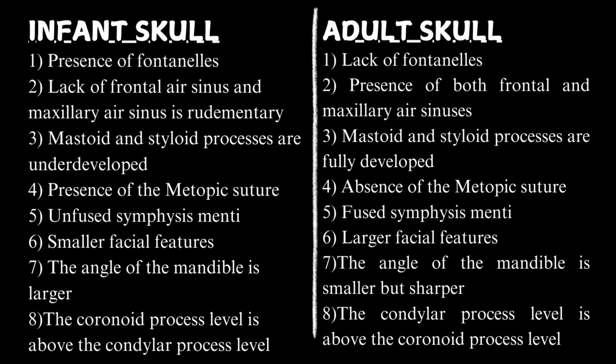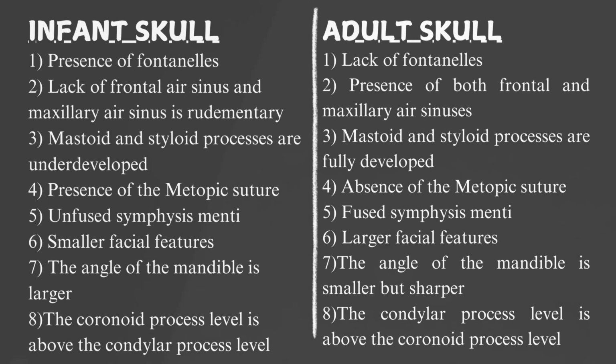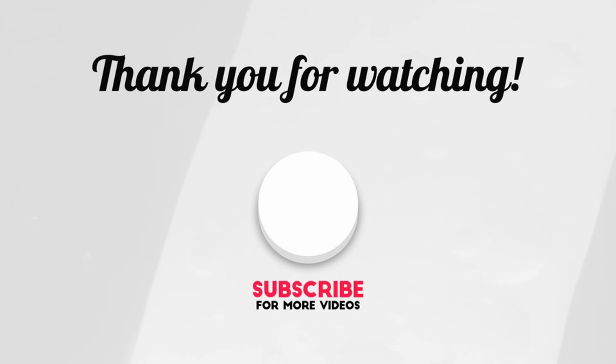Lastly, the coronoid process level of the infant mandible is above the condylar process level, while in adults it is the condylar process level, which is above the coronoid process level. That's it for today's deep dive into the anatomy of the skull.